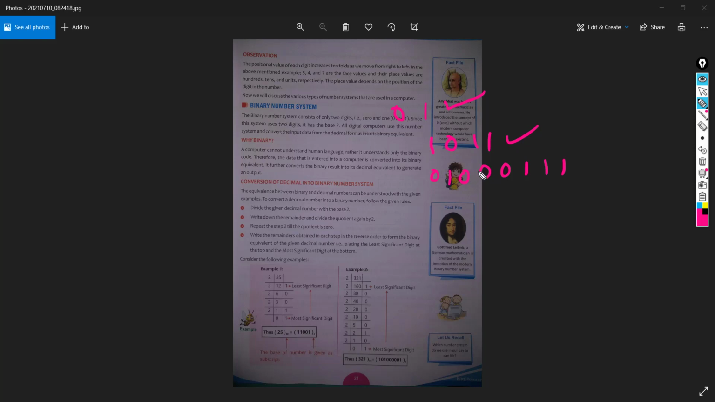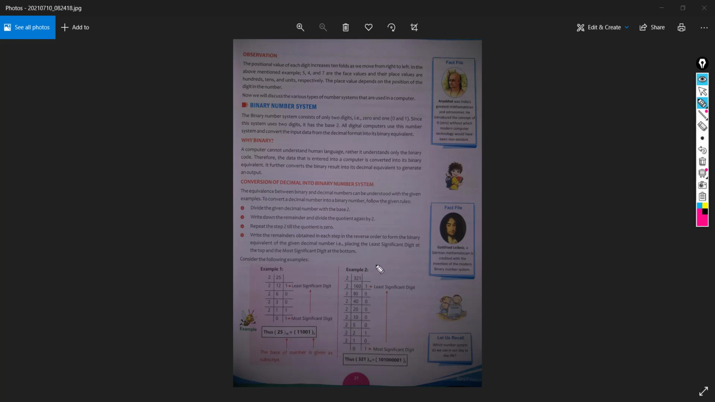What is the base of this binary number system? We are only using two digits, which are 0 and 1. So its base is 2. The base or radix of a binary number system is 2. Next we can learn how to convert decimal into binary number system.